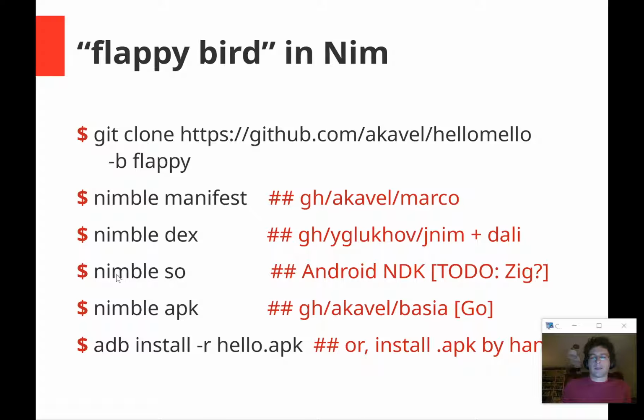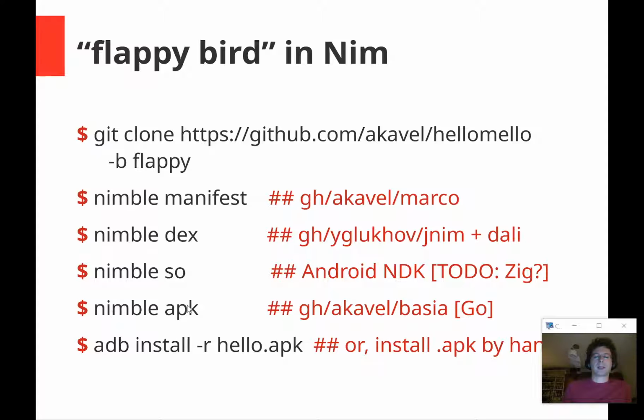Then you compile the SO library, so the native code. For this you need Android NDK for now, though I hope to maybe use Zig for that. That's what I'd like to do to make cross-compilation easier and to get rid of Android Studio completely. Though Android NDK is a separate download, so it definitely does not require the whole Android Studio.